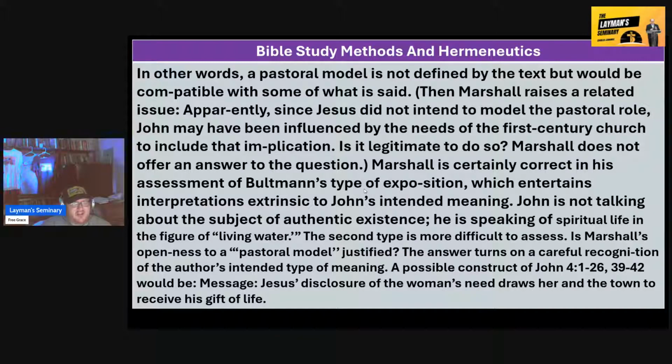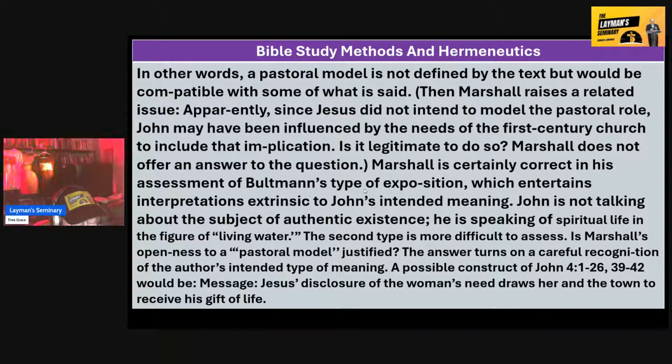Apparently, since Jesus did not intend to model the pastoral role, John may have been influenced by the needs of the first century church to include that implication. Is it legitimate to do so? Marshall does not offer an answer to the question. Marshall was certainly correct in his assessment of Bultmann's type of exposition, which entertains interpretations extrinsic to John's intended meaning. John is not talking about the subject of authentic existence. He's speaking of spiritual life in the figure of living water. The second type is more difficult to assess. Is Marshall's openness to a pastoral model justified?